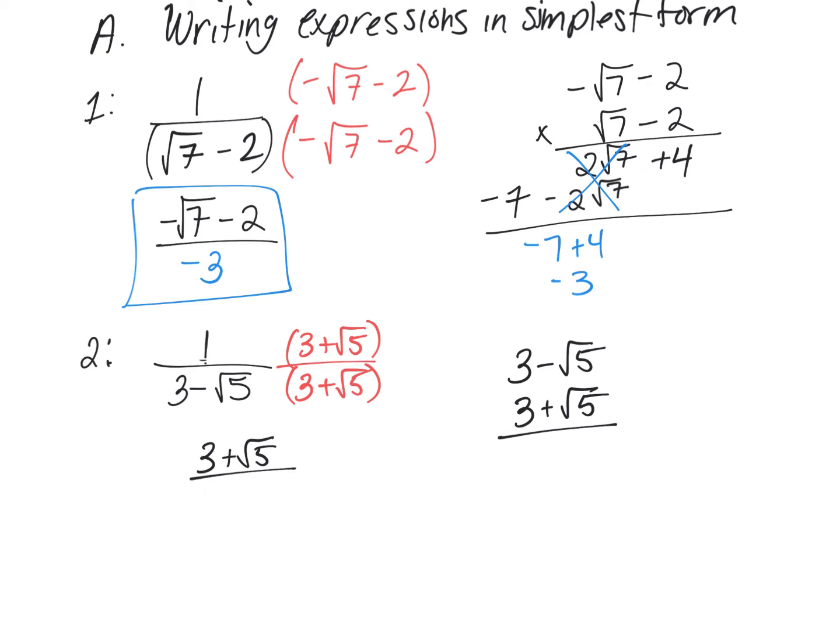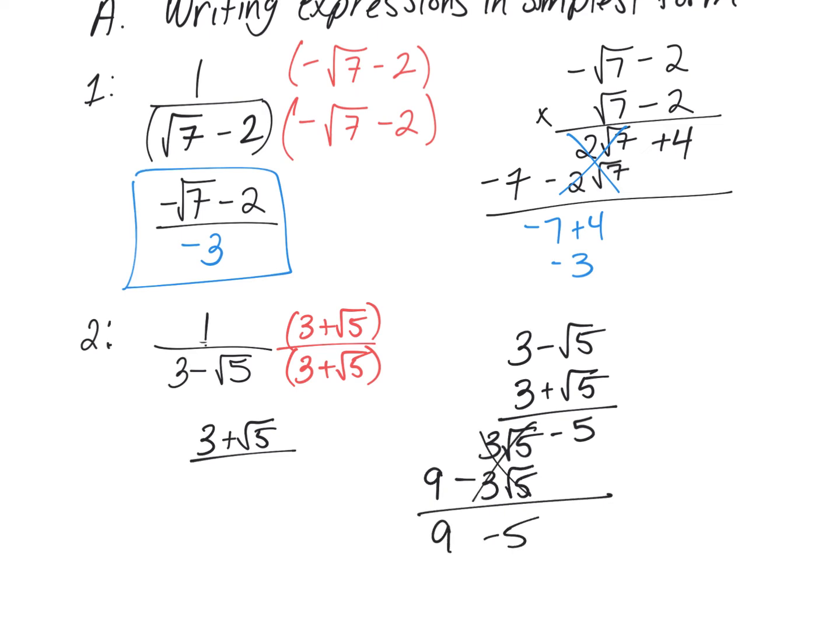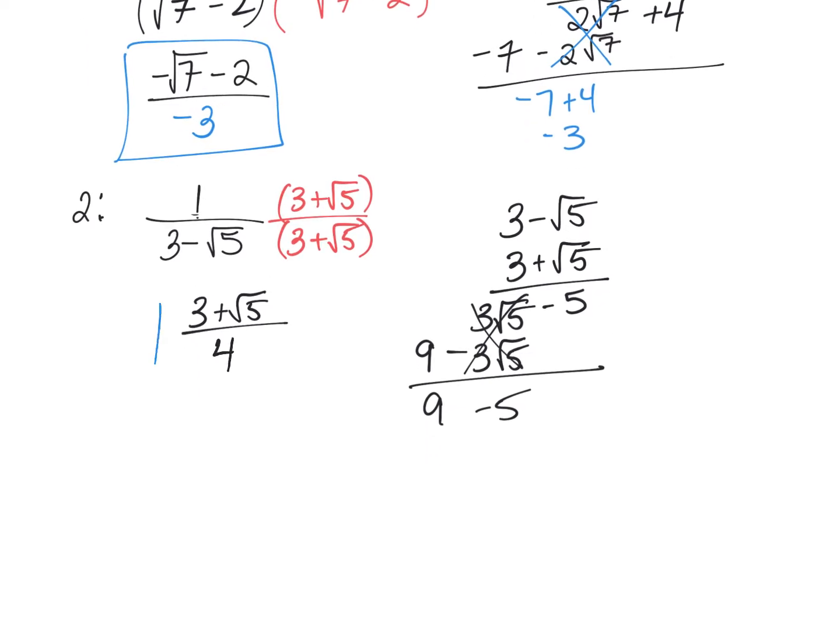So let's see. What is the square root of 5 times negative square root of 5? Negative 5. And the square root of 5 times 3? 3 square root 5. And 3 times the negative square root of 5? Negative 3 square root 5. And 3 times 3 is 9. So we get 9 minus 5 because the square root 5's cancel. And we get 4. So 3 plus square root of 5 over 4 is my final answer.